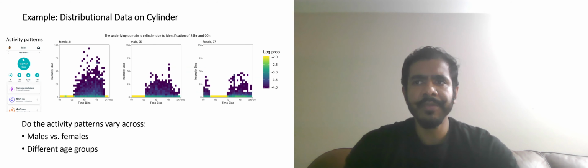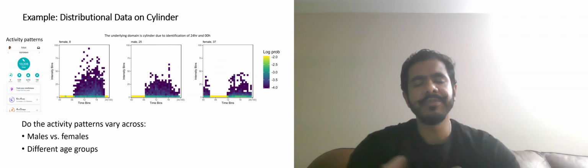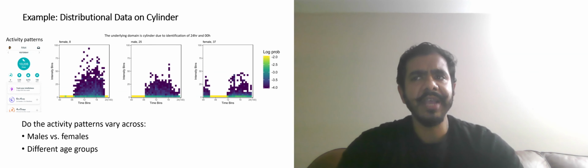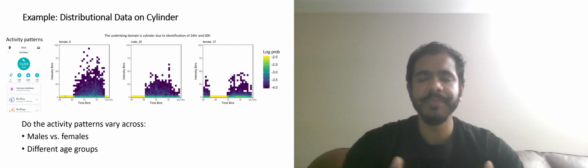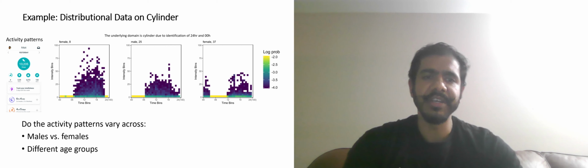Diving a little deeper, consider the distribution of per minute heart rates collected from your Fitbit. Since the time dimension has 24-hourly periodicity and the intensity dimension is linear, the underlying data domain is a cylinder. Given a collection of health monitoring data from a set of individuals, one can conduct tests to determine if there are statistically significant differences between behavioral patterns of different segments, such as males versus females or different age groups.